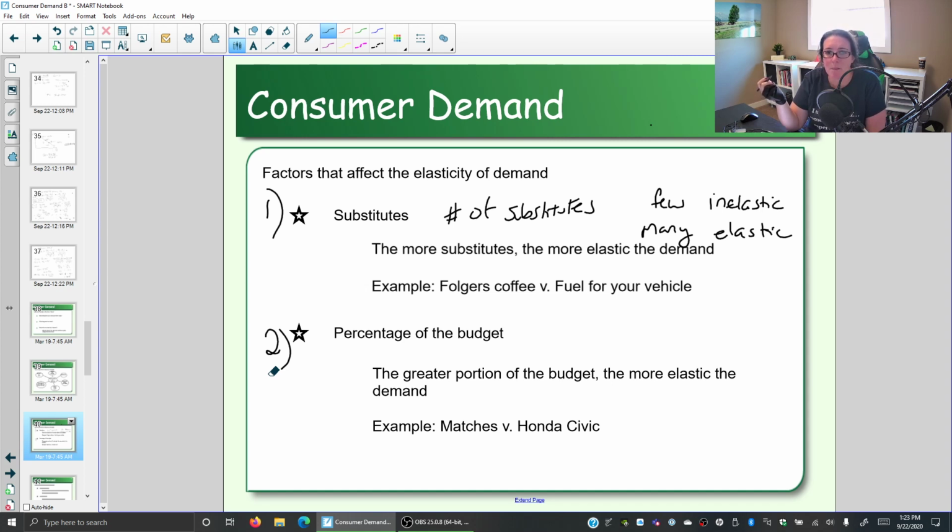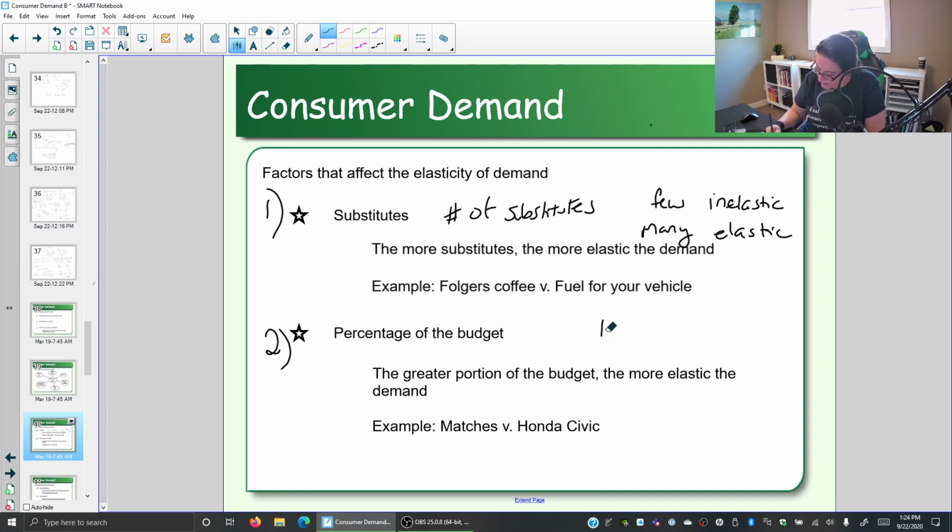So when something is a big percentage of your budget, how sensitive are you to a change in price? Well, with that Honda Civic, you're probably going to say, you know what, I'm going to wait until they have a deal at the dealership, right? Until they have employee price savings where they give everybody the same discount that the employees get. You're waiting for the price to fall because you are sensitive to the price. And you are sensitive to the price because it's a big chunk of your budget.